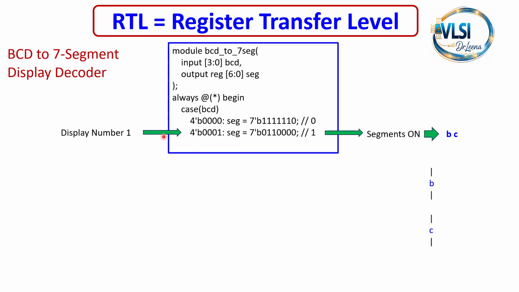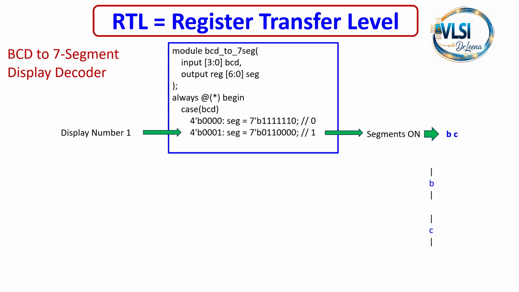See, in the next condition, we display the number 1. We have to display the number 1, so we are giving 4-bit binary 0001. So the segment is equal to 7-bit binary 0110000. That will give us 1. In this condition, the segments B and C are on, others are 0. So you see, only B and C are active and it gives the pattern 1.